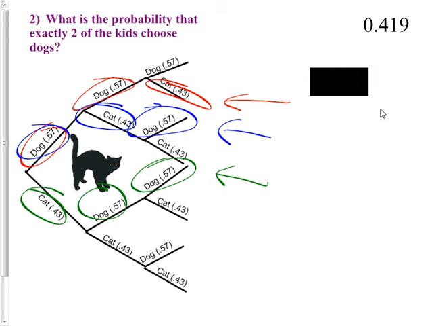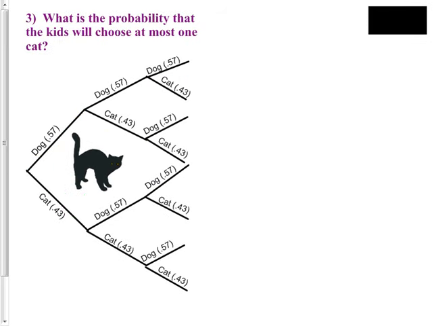Okay, good. Now, we haven't done anything new yet. So where's the new stuff? This is still not new. What's the probability that the kids will choose at most one cat? You've got to parse through the words carefully. At most one cat.